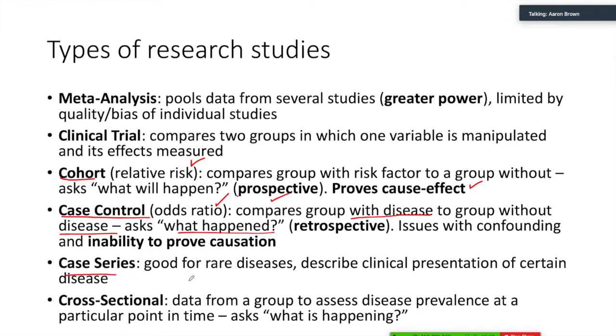Case series here is really just a set of cases, typically 6 to 20 cases that you describe within a paper. This is done for rare diseases or new ways of treating rare diseases. What we do is describe in detail a clinical presentation of a disease, and we'll do that for several different patients. Okay.